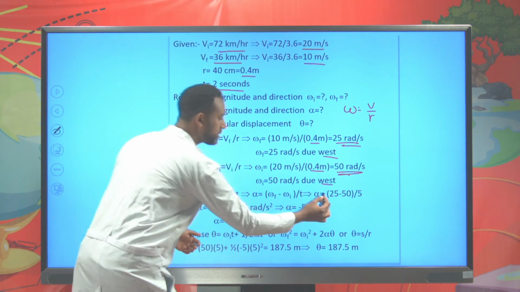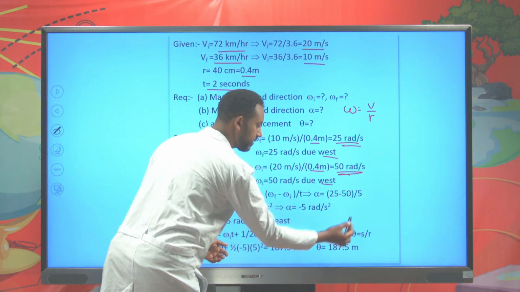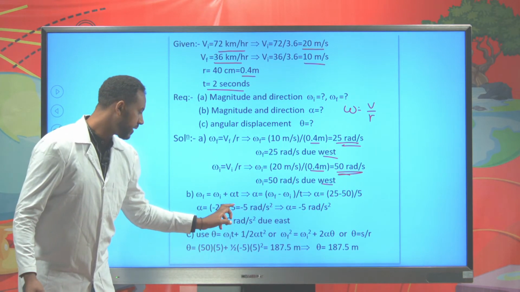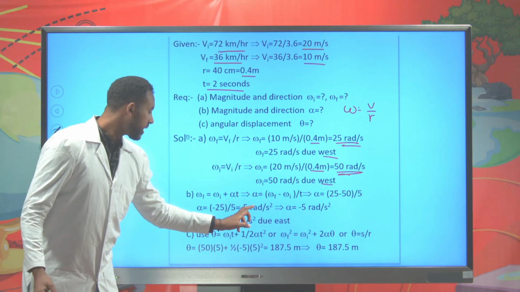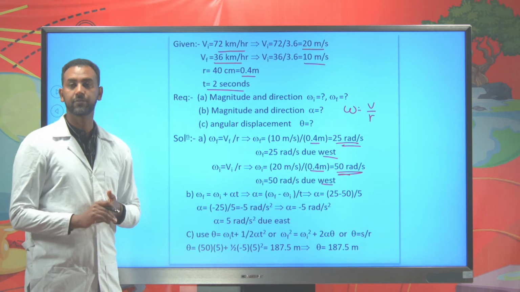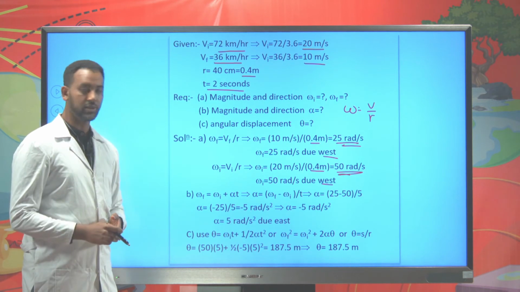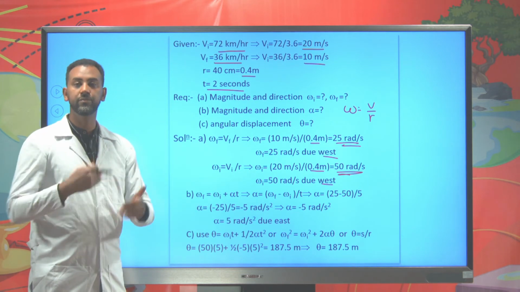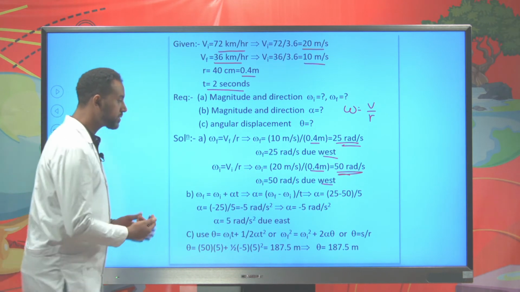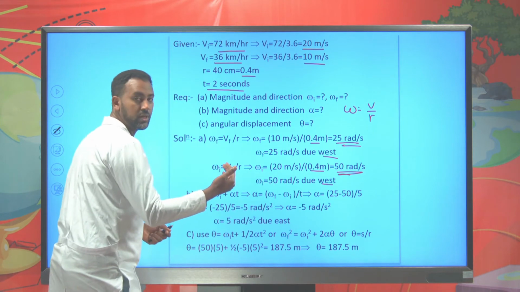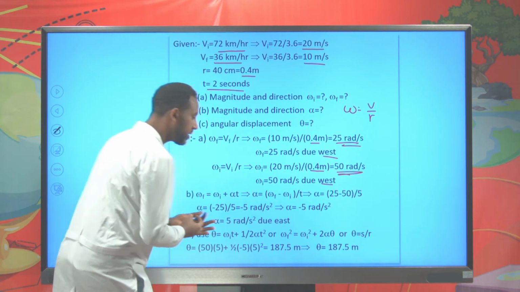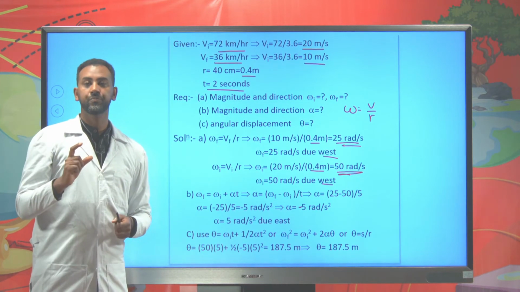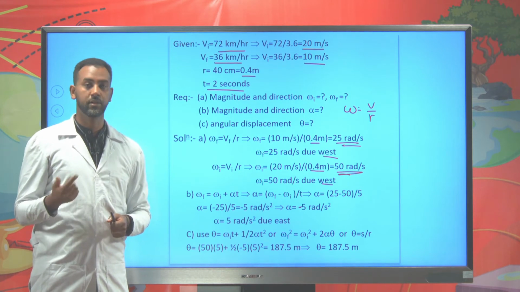The final angular velocity is 25, the initial is 50, over 5. So when you calculate this, you get minus 25 over 5, which is minus 5 rad per second squared. Negative 5 rad per second squared is the angular acceleration. Here it says minus. Minus means you have to invert the direction. So far we have seen that the angular velocities are acting along the west direction. Negative means you have to reverse the direction of the angular velocity.